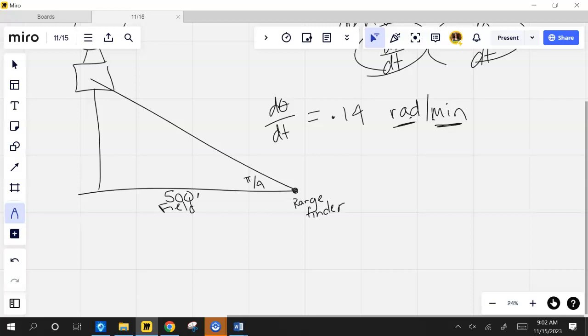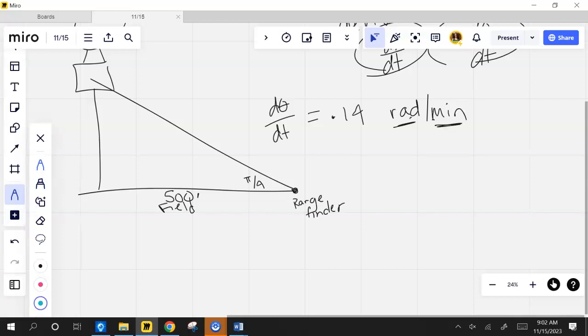All right, let's think. Here's what I think about whenever I do these. What do I have and what do I need? This is how I approach these problems every single time. What was I given? What do I have? I'm given theta. Theta's pi over 4, right?